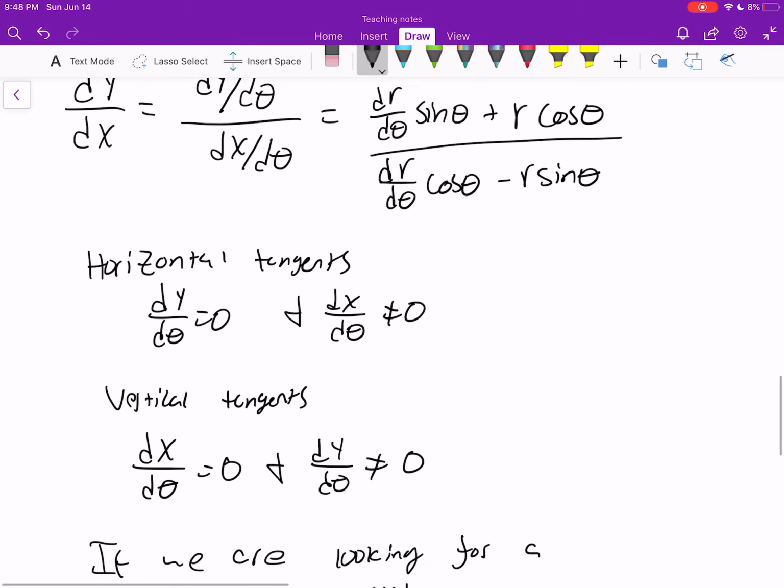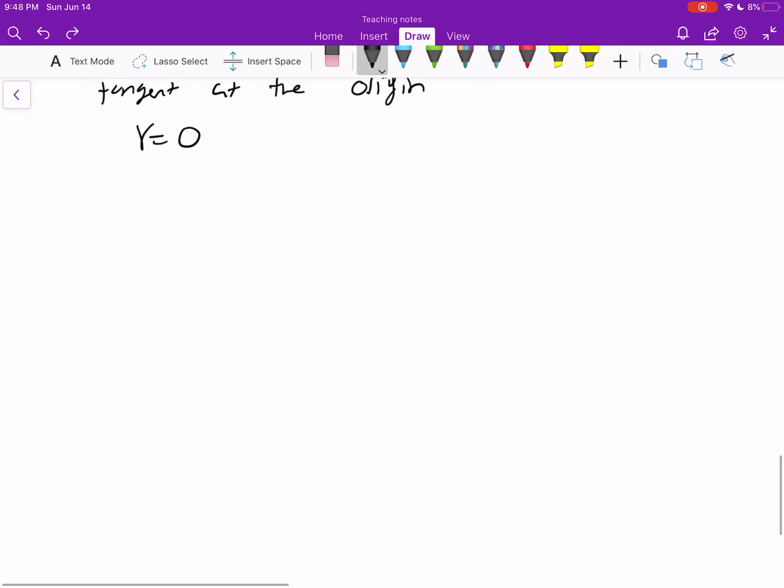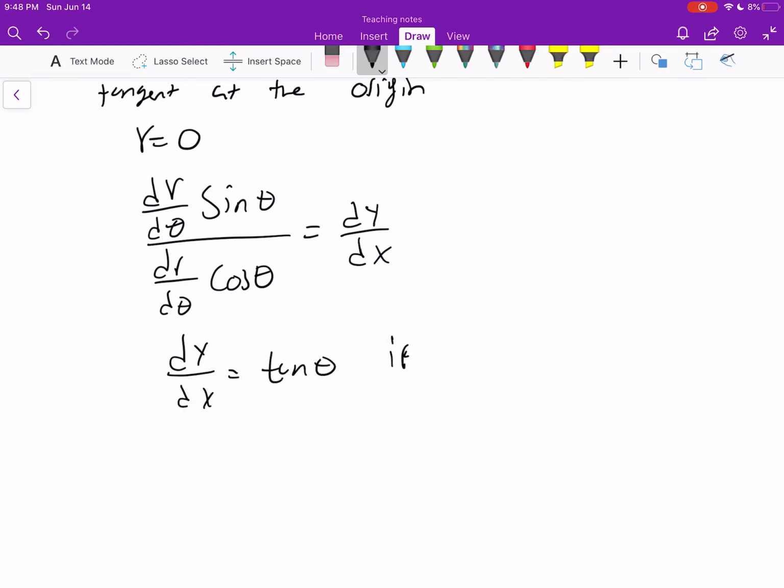So if r is equal to 0, I'm going to plug r equals 0 into this equation. I can't just set the derivative equal to 0, because just because the function value is 0 doesn't mean its derivative is 0. So what I'm going to get is dr d theta sine theta divided by dr d theta cosine theta is equal to dy dx. So that's going to tell me dy dx is equal to tan theta if dr d theta is non-zero.